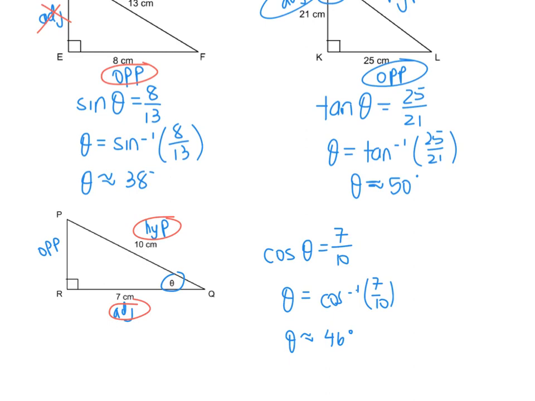So to recap, when you're solving for an angle, label your triangle using your unknown angle as your reference. Pick the two sides that are given, and then once you have your ratio set up, take the inverse ratio or the inverse trig function to get your angle.